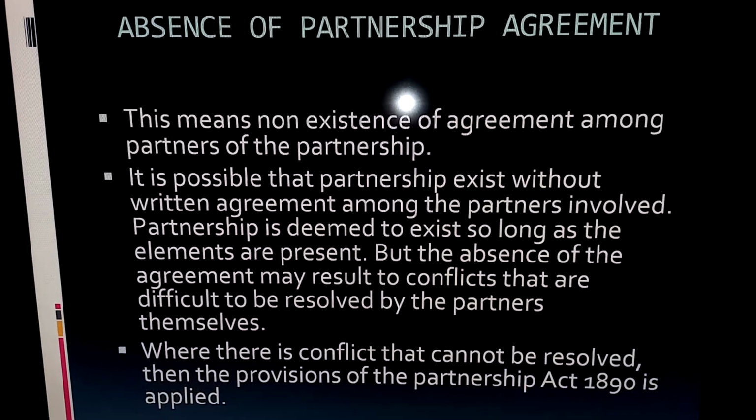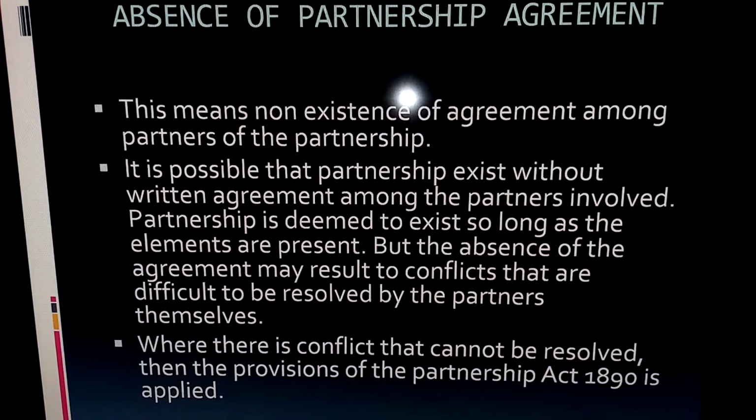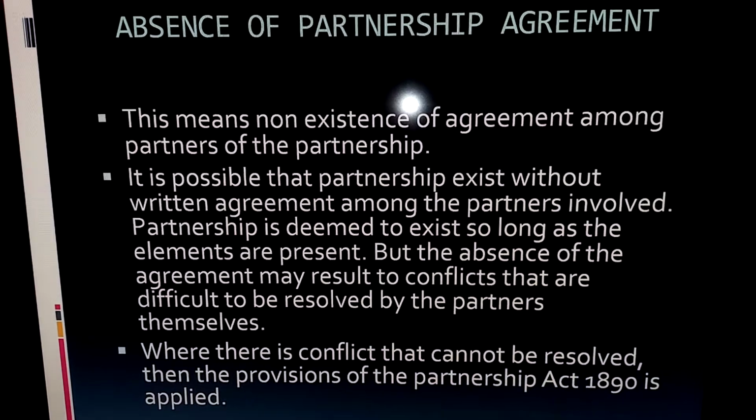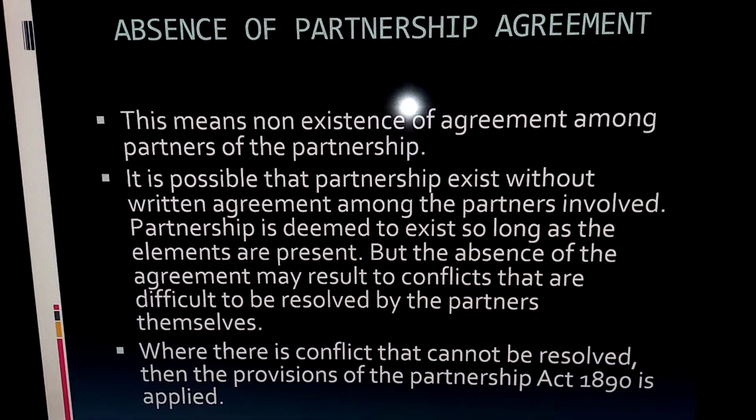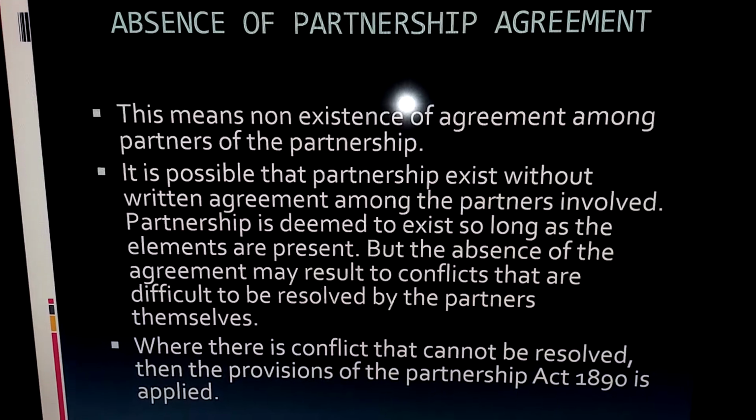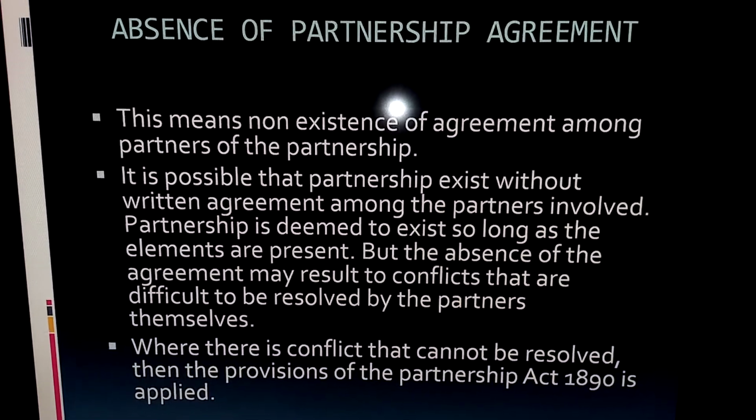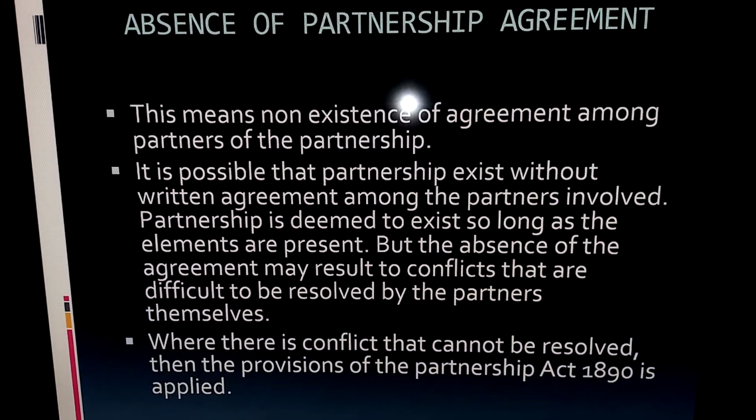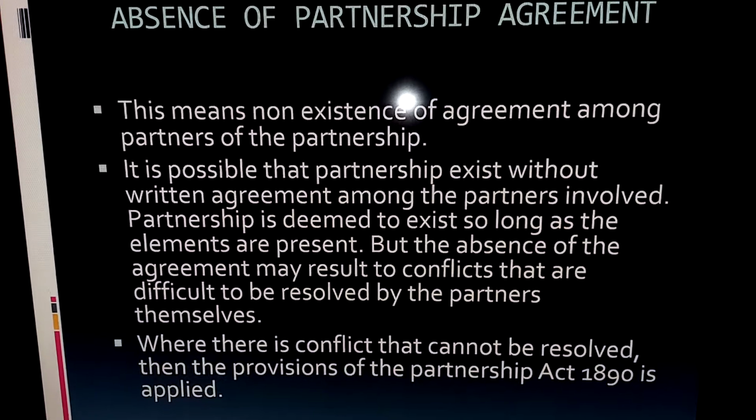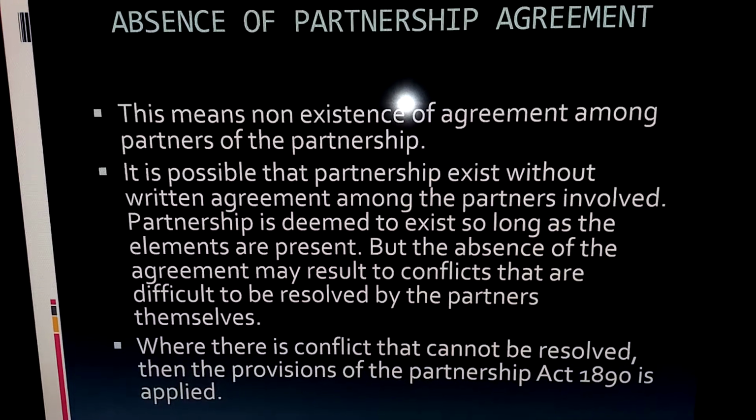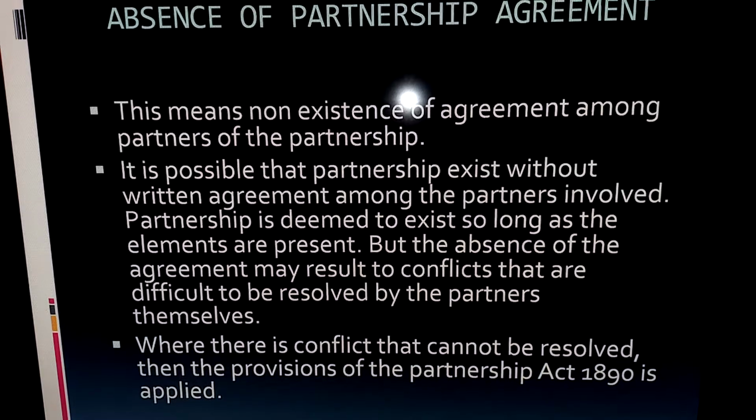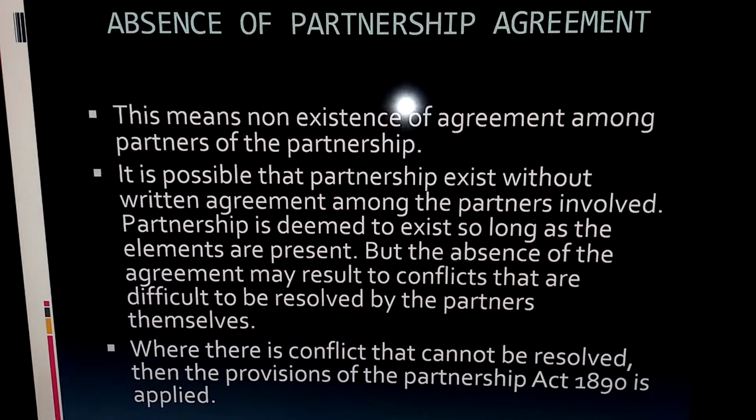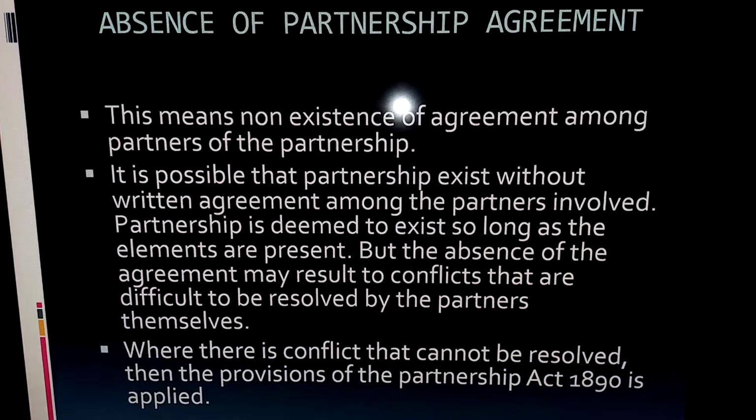Now, it is possible that a partnership is entered into by individuals without having a partnership agreement. So we refer to that as what? Absence of partnership agreement. Now, where there is absence of agreement, it is possible to have issues, and these issues will be resolved by the partners. But where there's an issue that cannot be resolved by the partners due to absence of agreement, then we'll be referring to the provisions of the Partnership Act 1890.